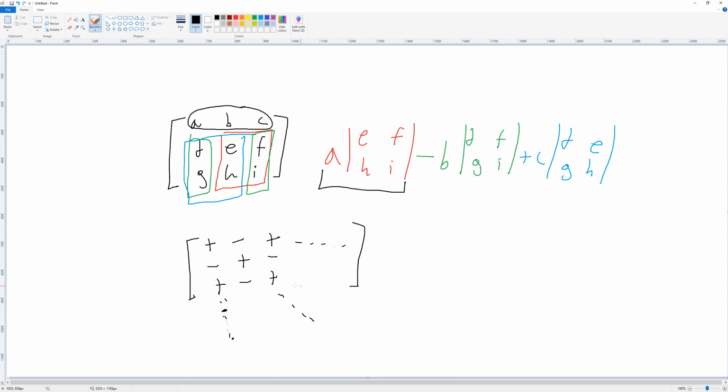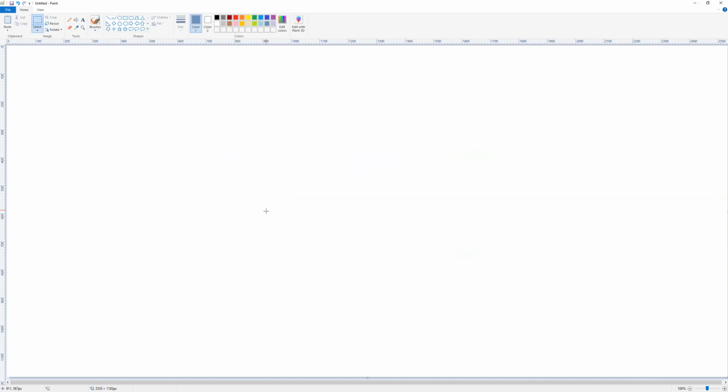So if I were to choose the second row instead of the first row, say D, E, and F, it would be negative D times the determinant of whatever, plus E times the determinant of whatever, minus F times the determinant of whatever. And once again, you can also use columns. Now, let me erase all that just so I can show one thing with this.